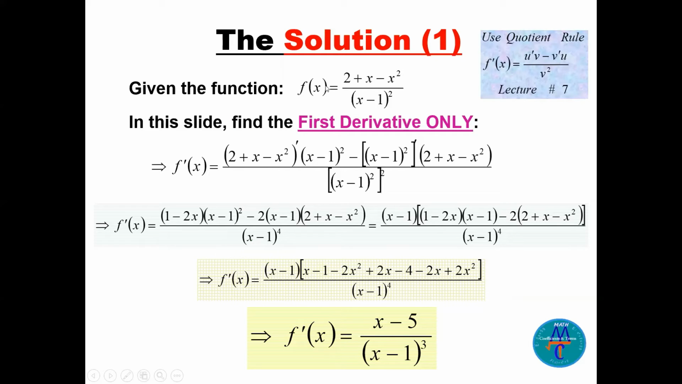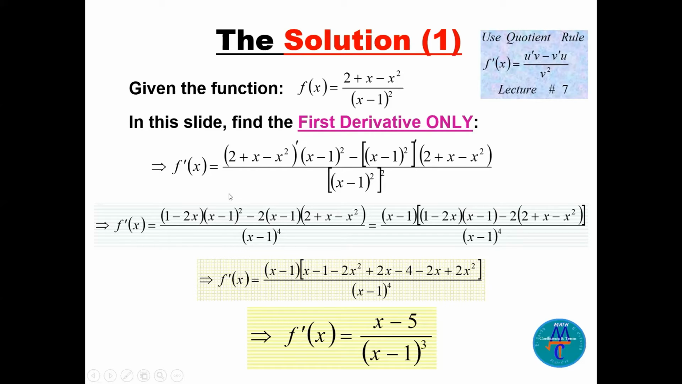Now the function is f of x, as I mentioned before, 2 plus x minus x squared divided by x minus 1 all squared. So in this slide, I will find the first derivative only. We can see this is a quotient, so we can use the quotient rule, u prime v minus v prime u divided by v squared. This is from lecture number 7 in Calculus 1. So the derivative of u, 2 plus x minus x squared all prime, times x minus 1 squared, this is v, minus the derivative of x minus 1 all squared times u, which is 2 plus x minus x squared, over all v squared.